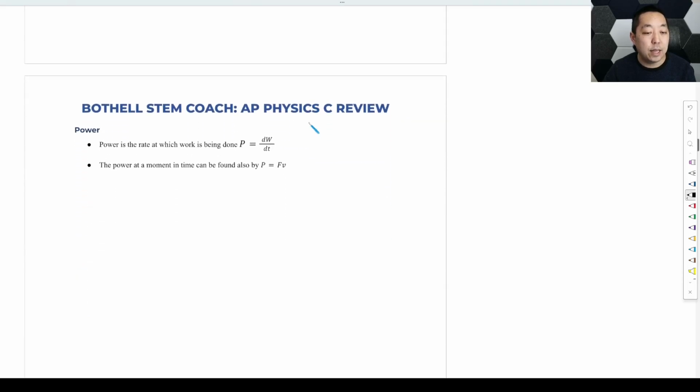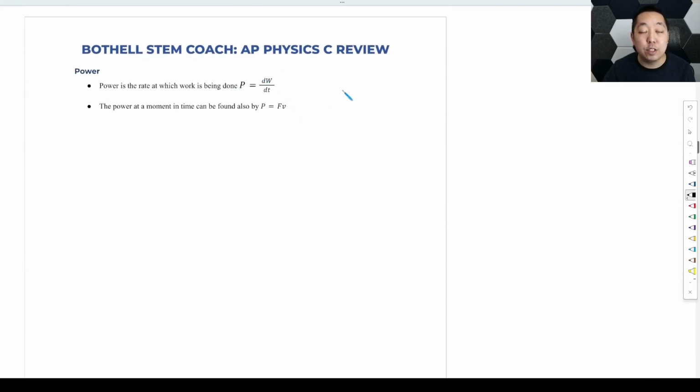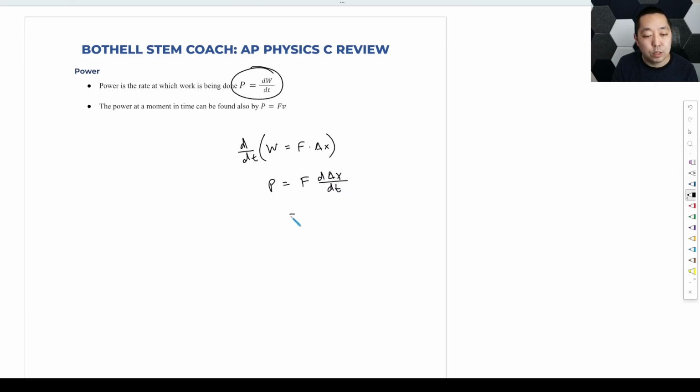And then power is the rate of change of the work, or change in energy. So power is the derivative of the work. At a moment in time, because you can think of work as F times the displacement, if you take the derivative of this with respect to time, this will be the power. If the force is constant, then it's just the force times the derivative of the displacement, which is the velocity.